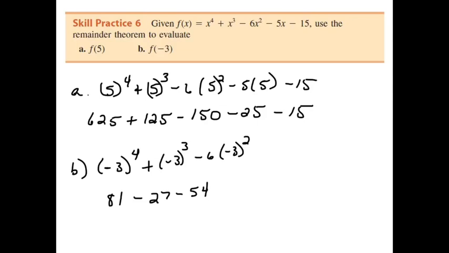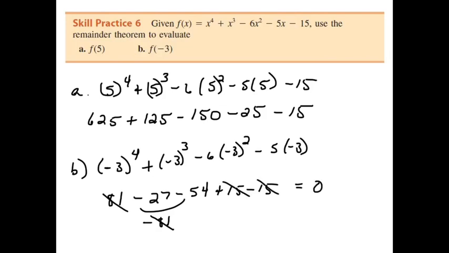And then minus 5 times negative 3, which is going to be plus 15, and then minus 15. Okay? And so if I add these two, I get negative 81 plus 81, which is 0. These add to be 0. 15 minus 15 is 0. So the remainder of the second one is 0. So negative 3 is a factor or a solution for this polynomial.